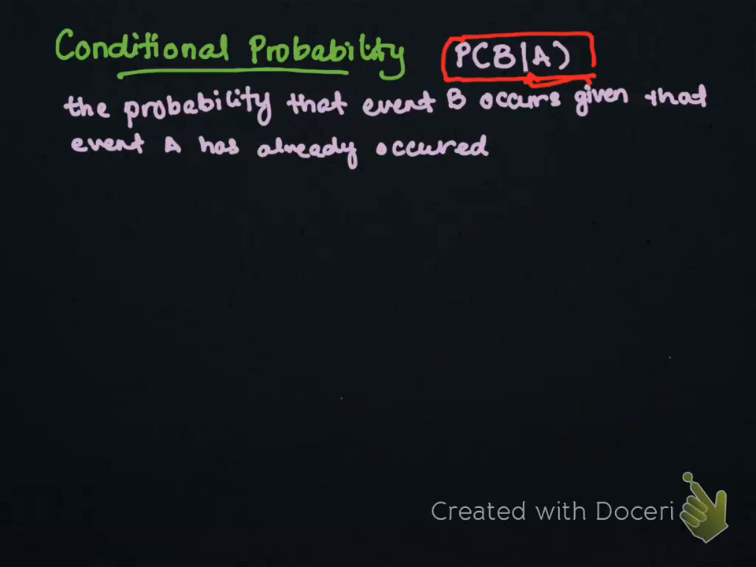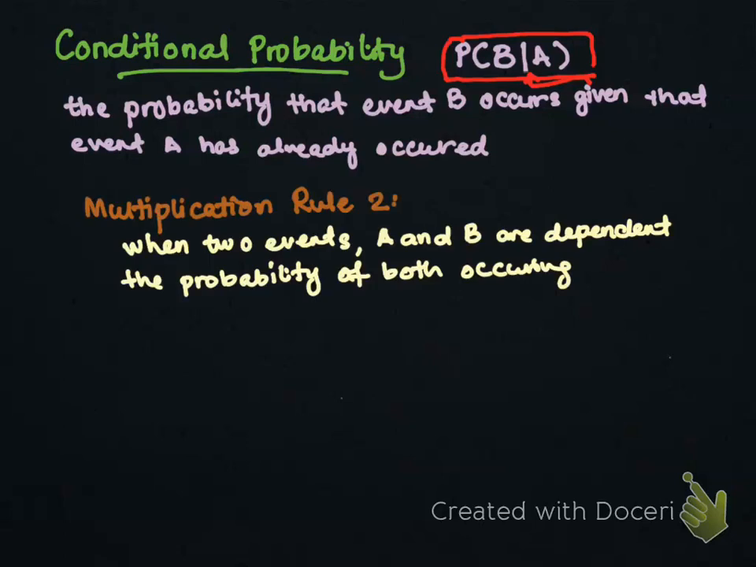To find the probability of these two dependent events, we use a modified version of multiplication rule 1. Multiplication rule 2 says that when two events A and B are dependent, the probability of both occurring is given as P(A and B) equals the probability of A times the probability of B given A.